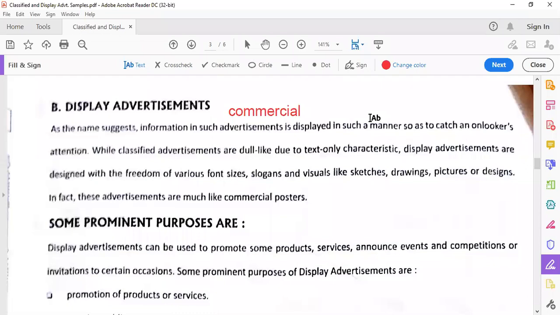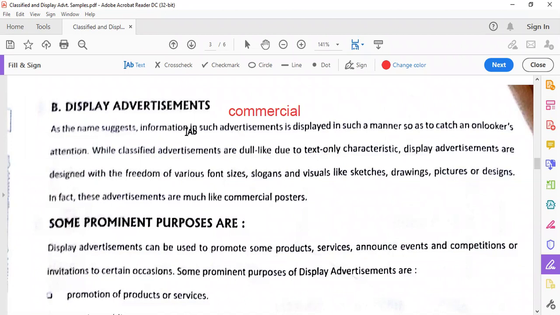Means if you have to make a classified and you make a commercial or display, then that will be wrong. You get marks only for your content part, the marks for format get cut. And sometimes if you are not able to give that particular expression, total marks can also be deducted. So be particular for this and note down the difference for this.